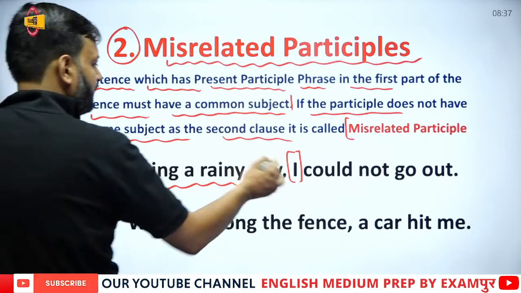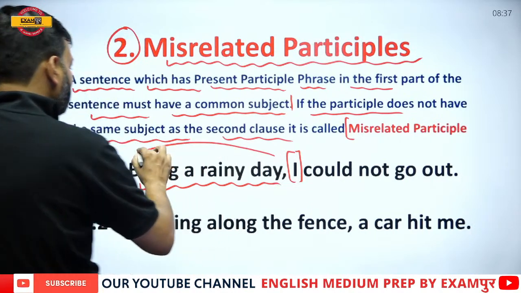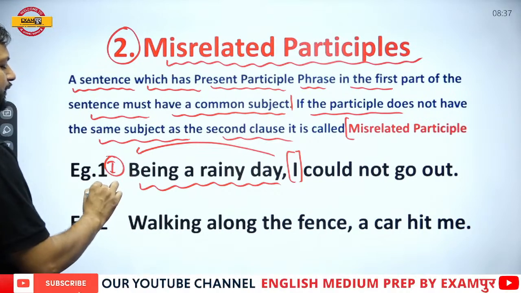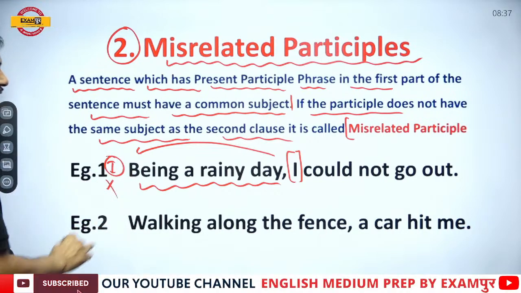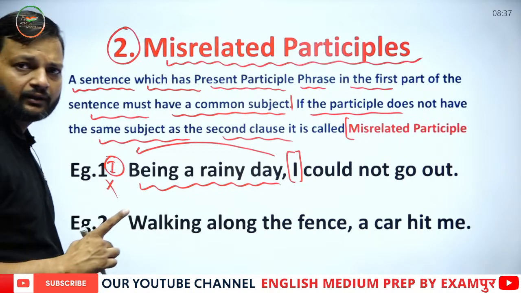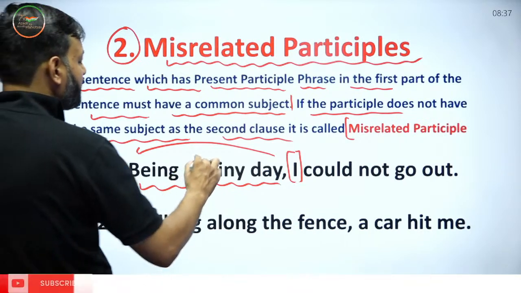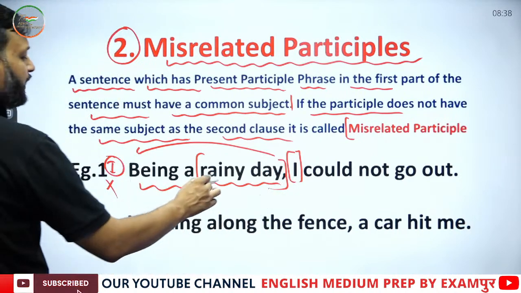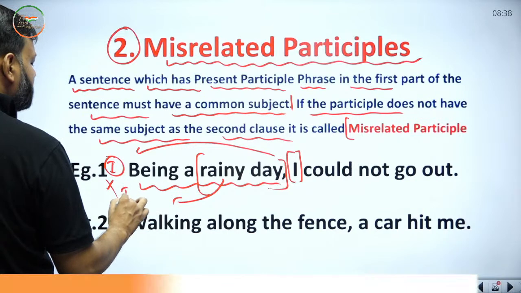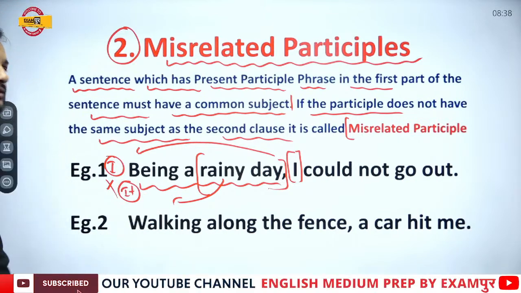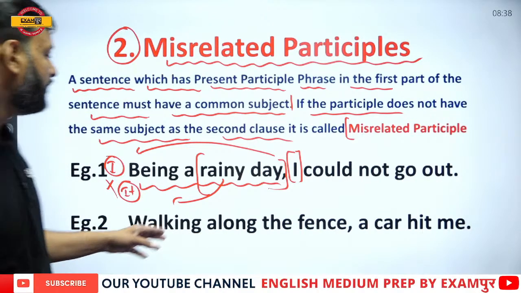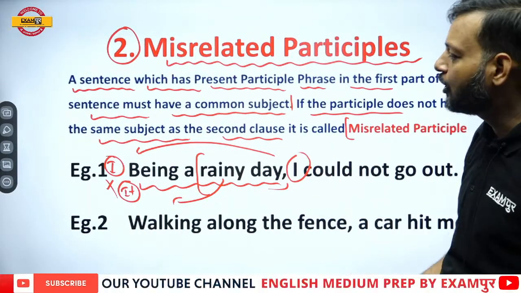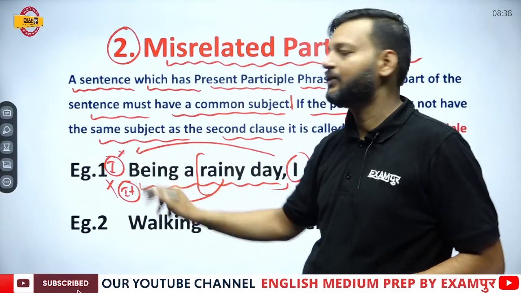Can I be the subject of the first clause as well? No, I cannot be the subject of the first clause. Why? Because in this sentence we are talking about a rainy day, and for a rainy day the subject should be "it". So the subject of the main clause cannot be the subject of the participle phrase.